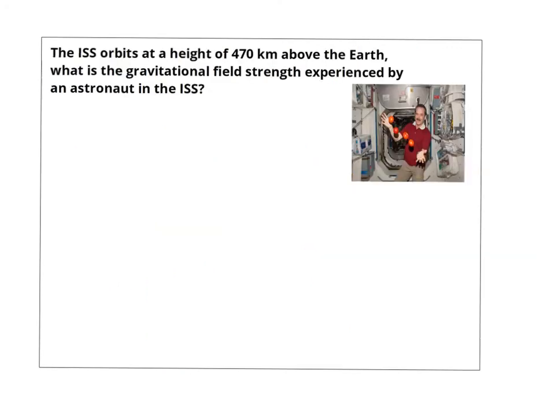Here we have a question dealing with the International Space Station and looking at the gravitational field strength experienced by the astronauts in the ISS. This is a good question because there are some misconceptions here with what an orbit is and what weightlessness is. So here's the Earth, and here's the space station. The space station is only about 470 kilometers up. So that's 470 times 10 to the 3 meters.